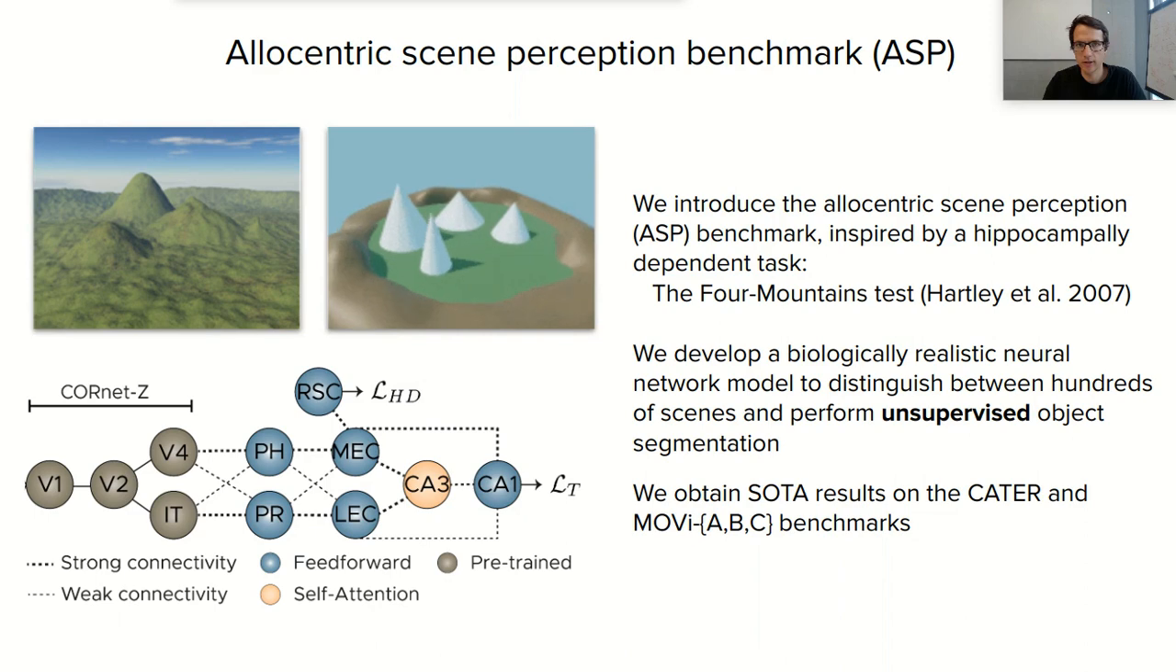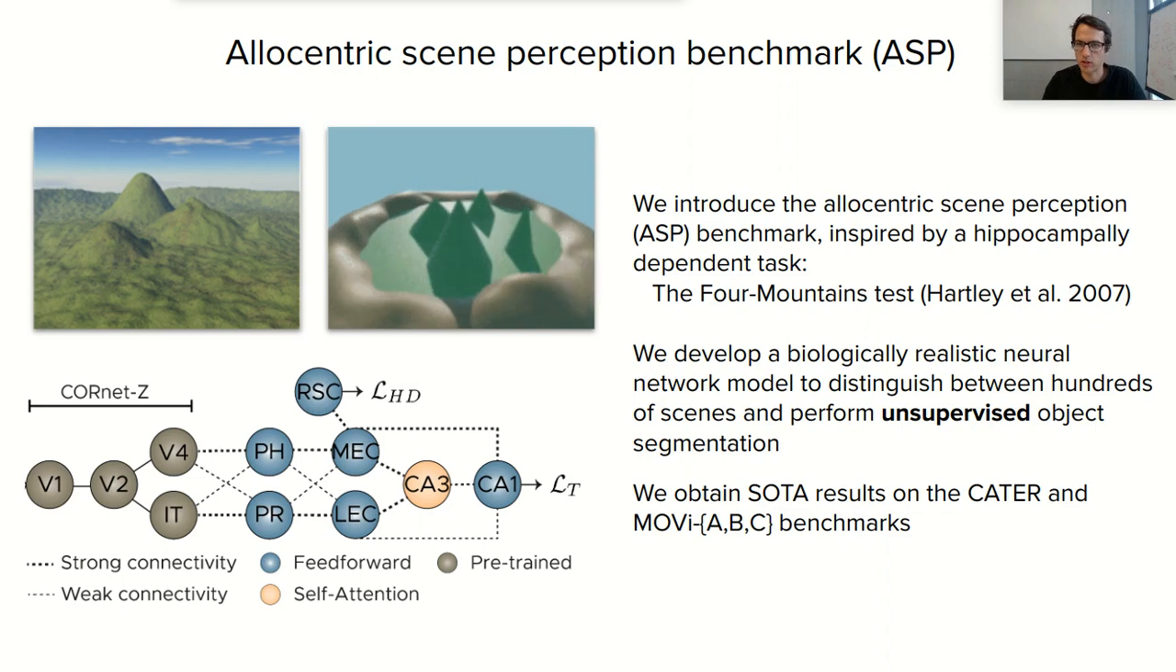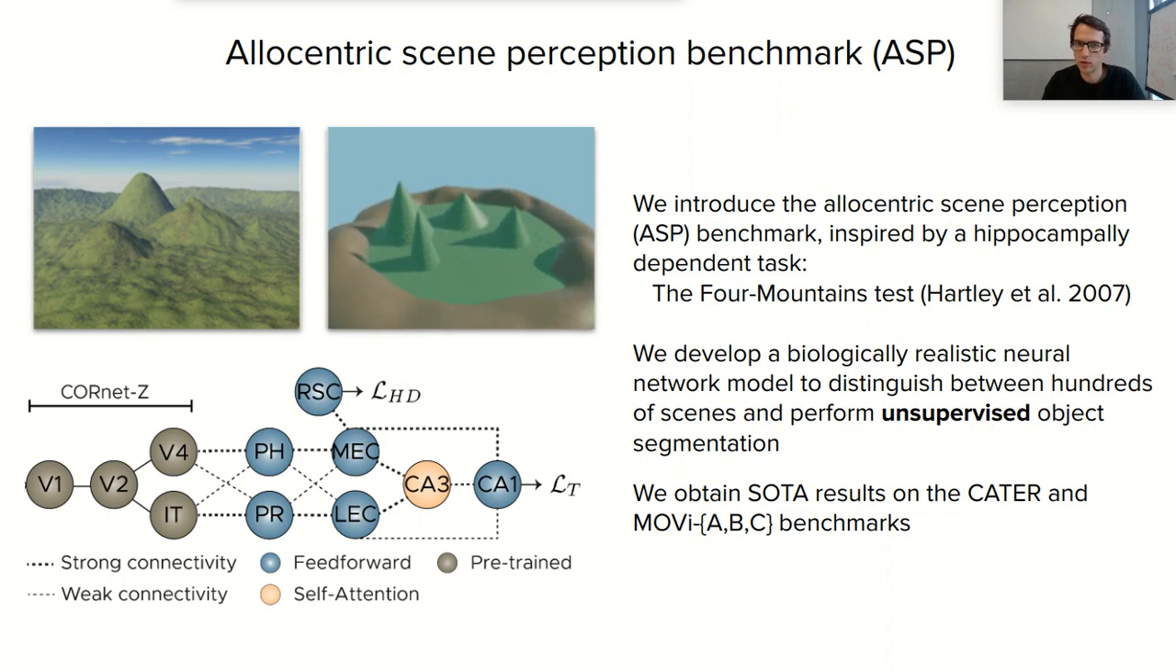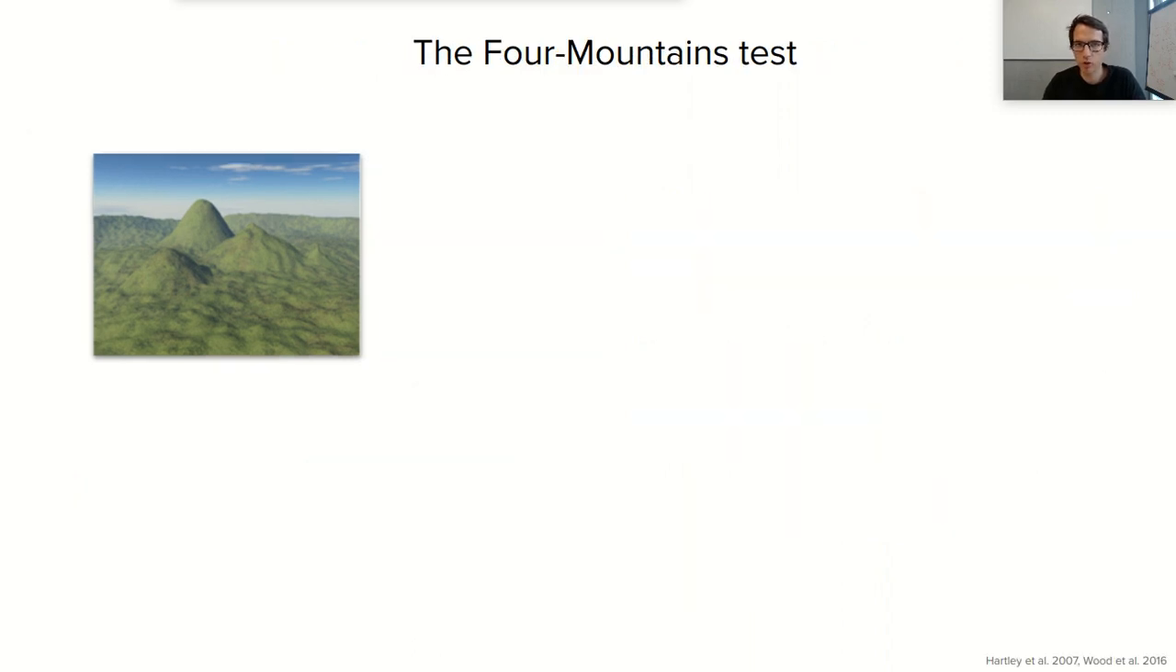Inspired by this task, we introduced the allocentric scene perception benchmark to test neural networks on their allocentric scene understanding as well as object segmentation performance. Additionally, we developed a neural network model following biologic connectivity as closely as possible. We use this model to perform unsupervised object segmentation, which allows us to obtain state-of-the-art results in CATER and a subset of MOVi benchmarks.